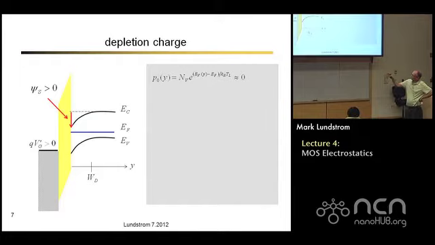But when I apply this positive gate voltage, I pull the bands down so that now the valence band is much further below the Fermi level. It means that most of the states are filled and there are much fewer holes.